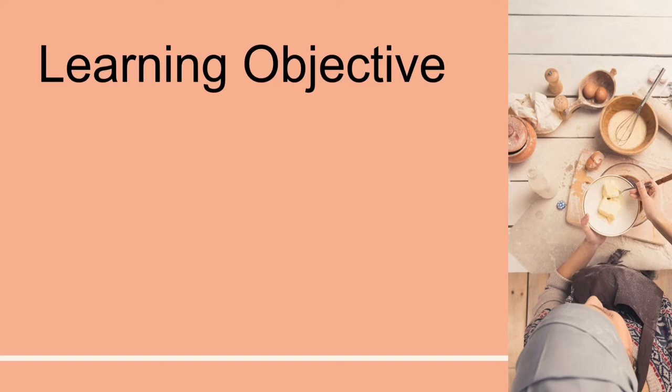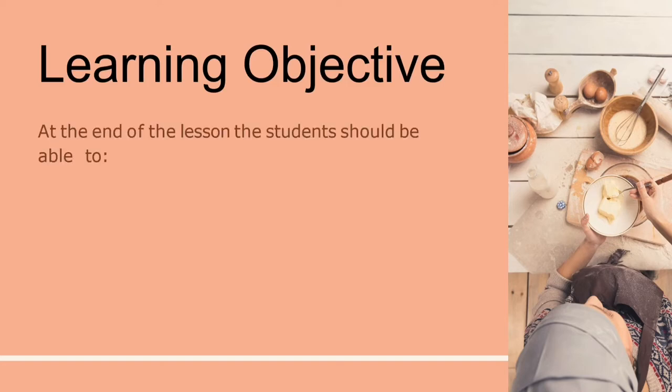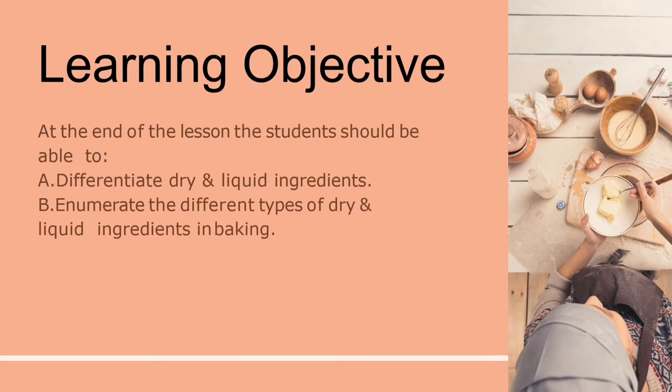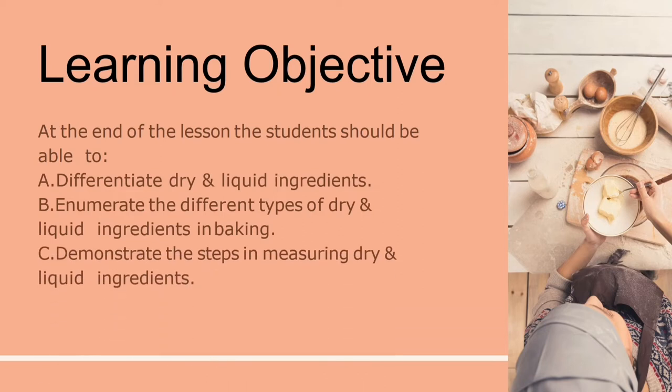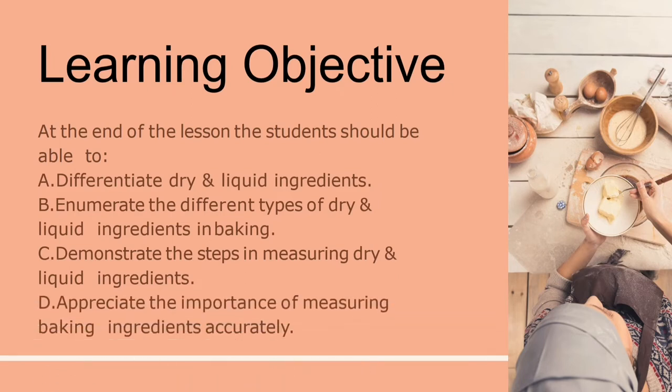Before we start our lesson, let us know what is our target objective. At the end of the lesson, the student should be able to differentiate dry and liquid ingredients, enumerate the different types of dry and liquid ingredients in baking, demonstrate the steps in measuring dry and liquid ingredients, and appreciate the importance of measuring baking ingredients accurately.